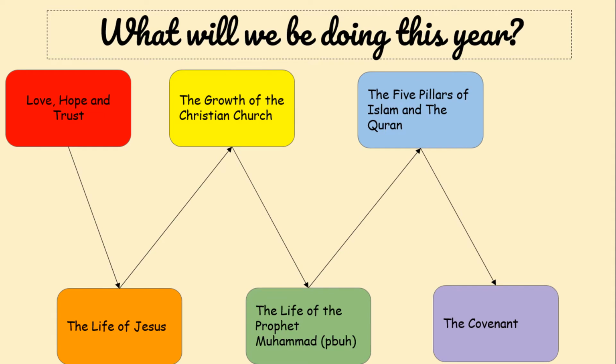So this is what the course content looks like for Year 7. When you start with us in Autumn A, we will look at the school values of love, hope and trust. Then in Autumn B, we'll go on to look at the life of Jesus. And then after Christmas, in January, we'll look at the growth of the Christian church. After that, we will look at the life of the Prophet Muhammad. After the Easter holiday, we will look at the 5 pillars of Islam and the Quran.